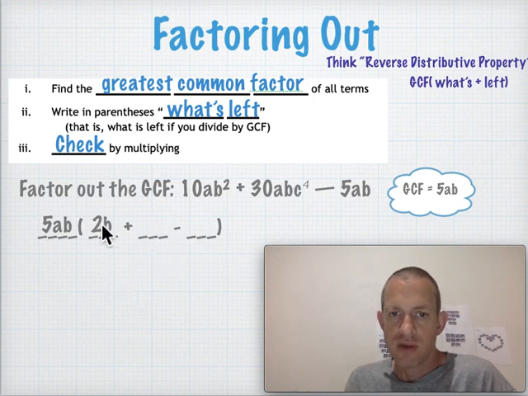Here I need what times 5 gives me 30. That would be 6. I already have an A, and I already have one of the B's, but I need C to the 4th. And so I need a 6 and a C to the 4th to make that happen.